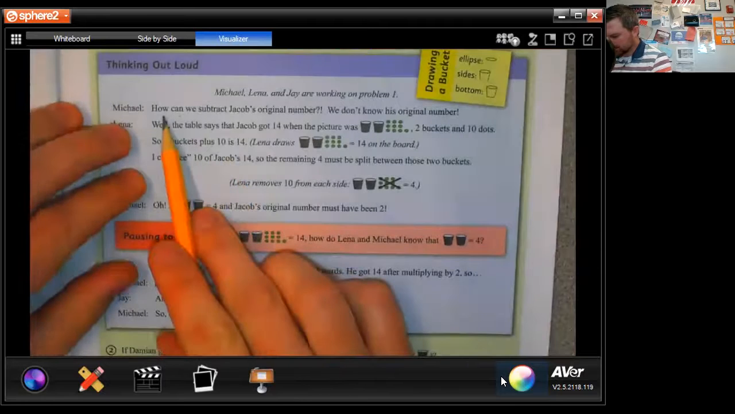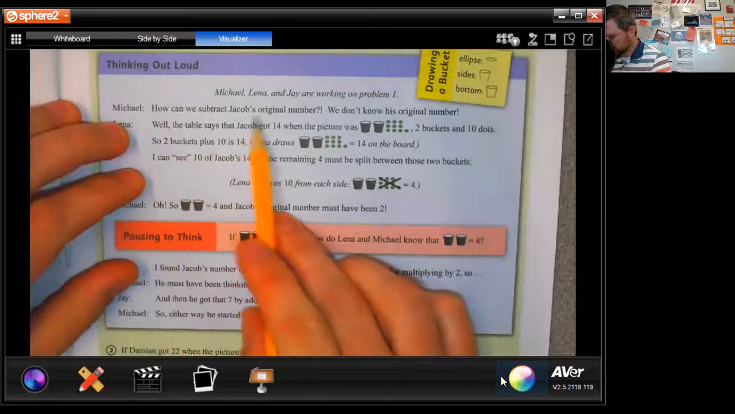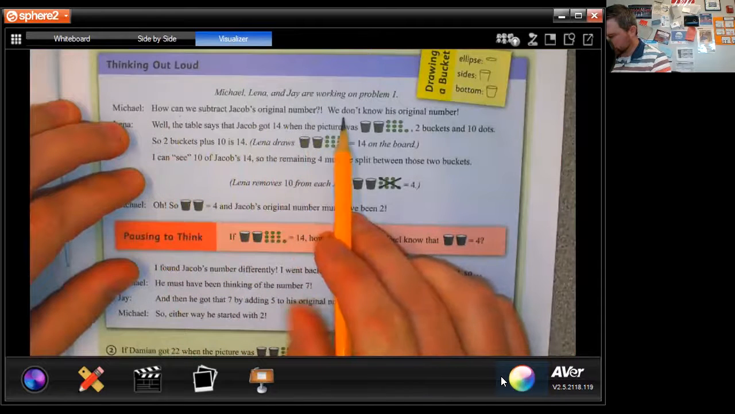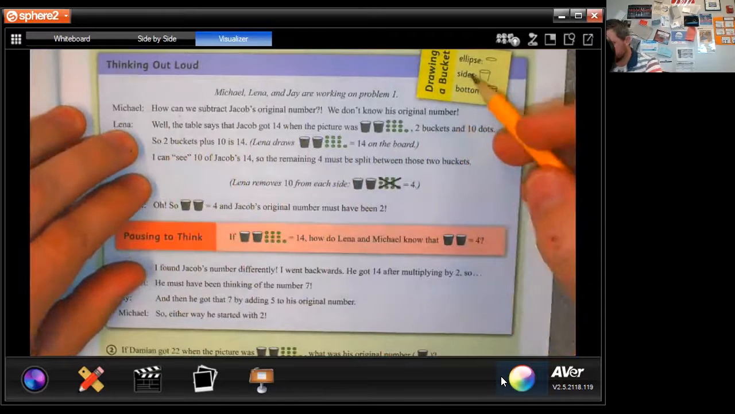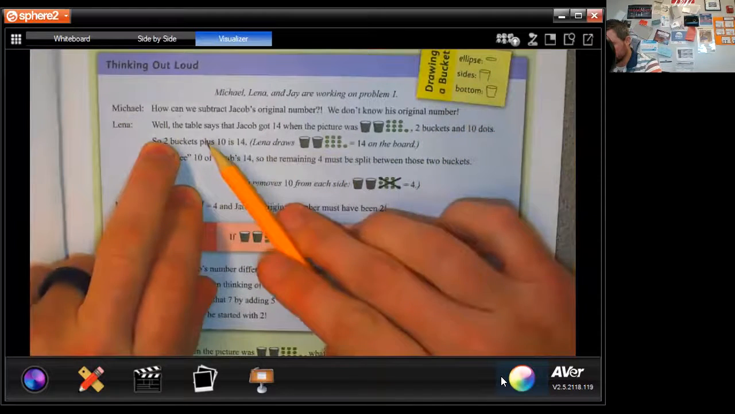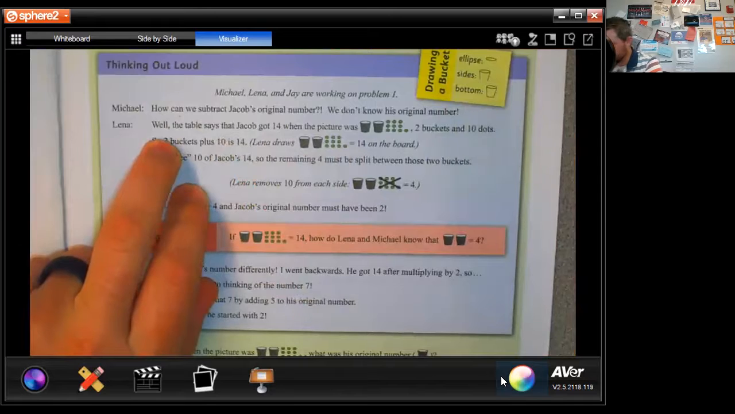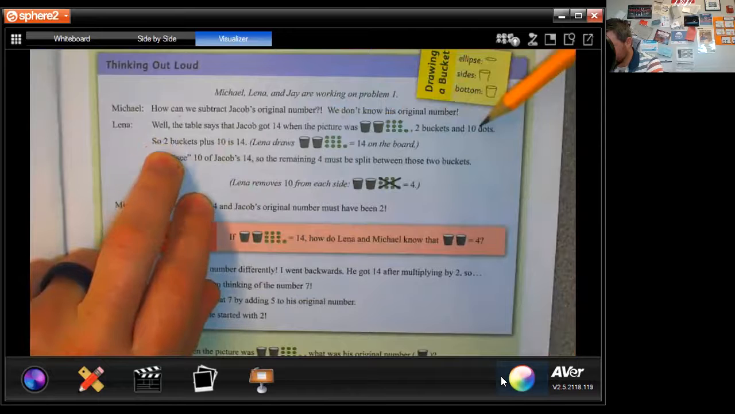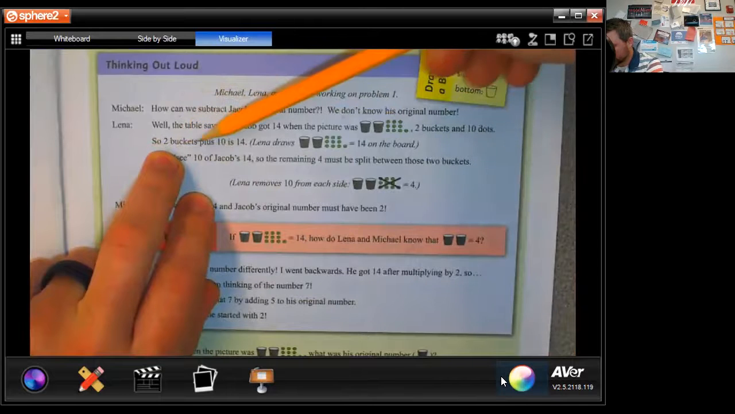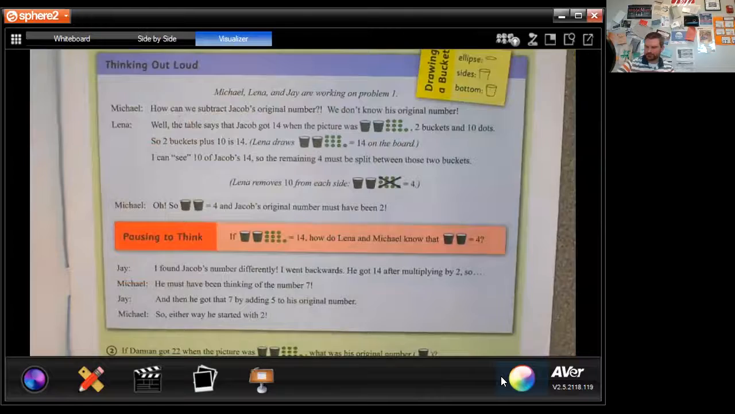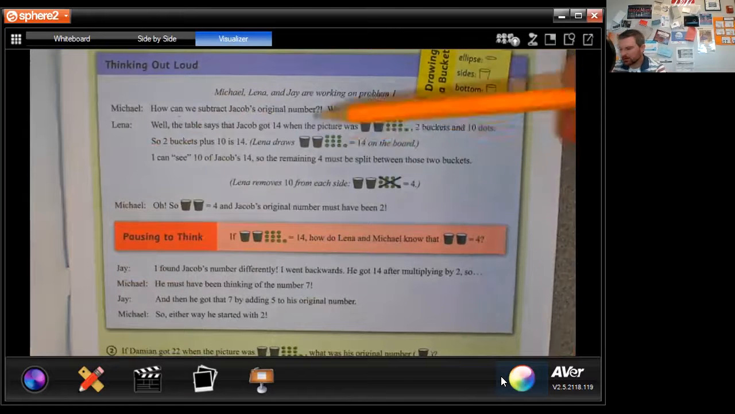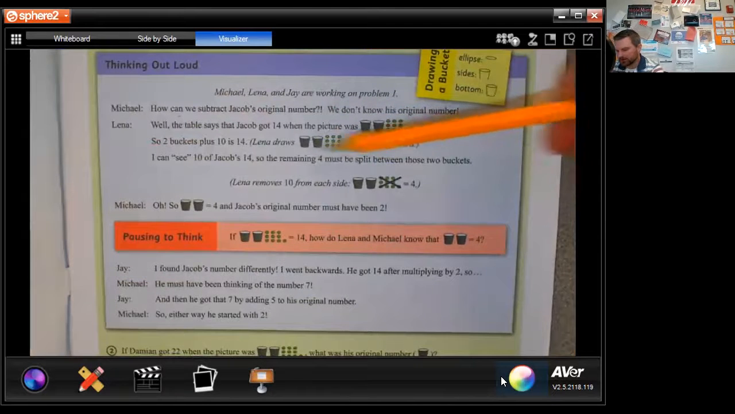Okay, one says, how can we subtract Jacob's original number? We don't know what his original number is. And one says, well, the table that Jacob got 14 when the picture was this: 2 buckets, 10 dots. So 2 buckets plus 10 is 14. And then they draw that out.